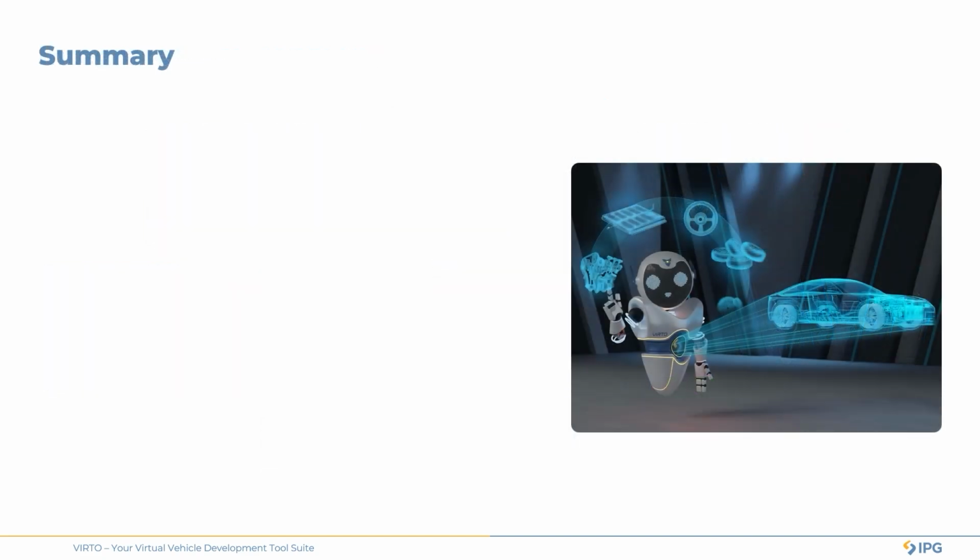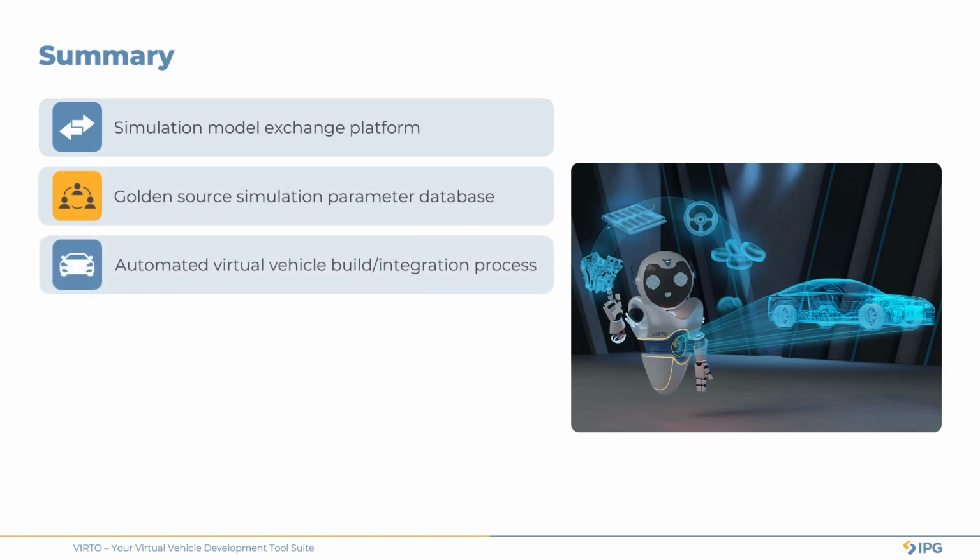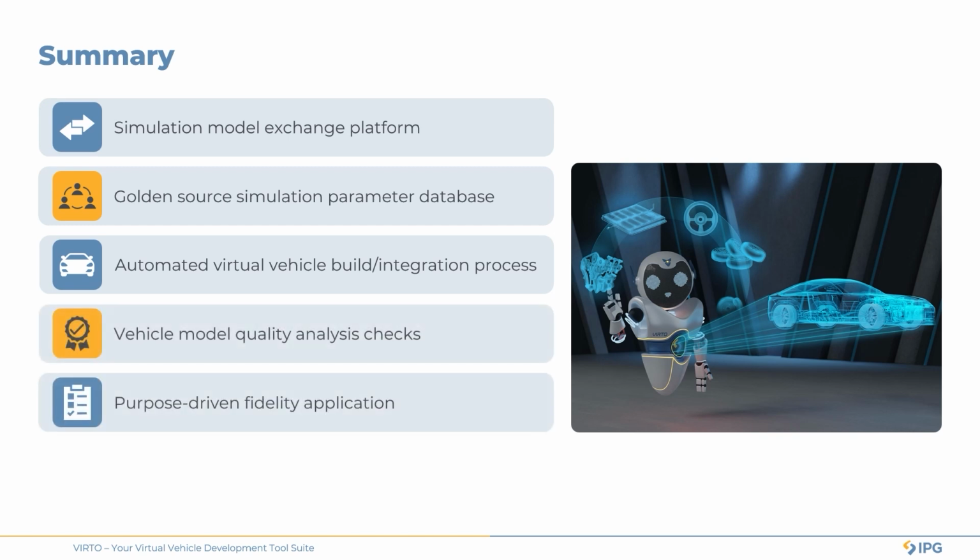To summarize, VIRTO is a simulation model exchange platform, a golden source database for simulation parameters, an automated virtual vehicle build and integration process, a tool for vehicle model quality analysis, a purpose-driven fidelity application, a foundation for enabling CI/CD, continuous integration, continuous testing workflows. VIRTO is a product of the lived experience of senior engineers from the automotive industry. It's designed to be user-friendly, intuitive, and aligned with the real-world needs of engineering teams.